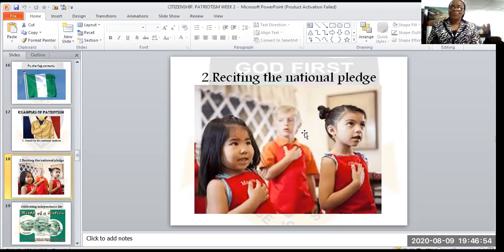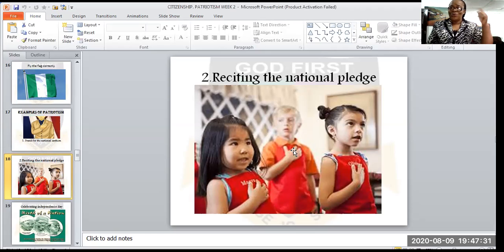Yes, you must be able to recite the national pledge. I pledge to Nigeria, my country, to be faithful, loyal, and honest, to serve Nigeria with all my strength, to defend her unity and uphold her honor and glory. So help me God. You must recite the pledge correctly. Do you get that? Are we all together? Beautiful. Those are the things you must learn to do.